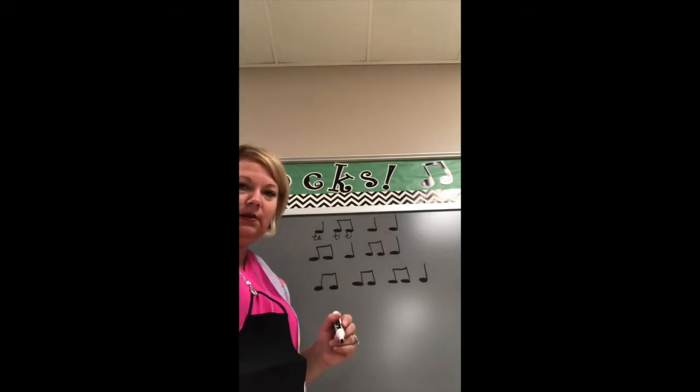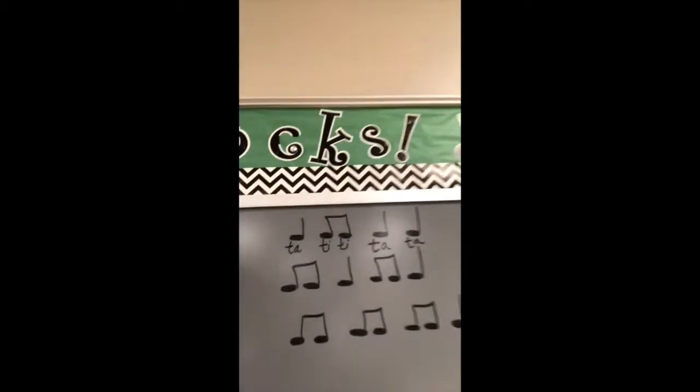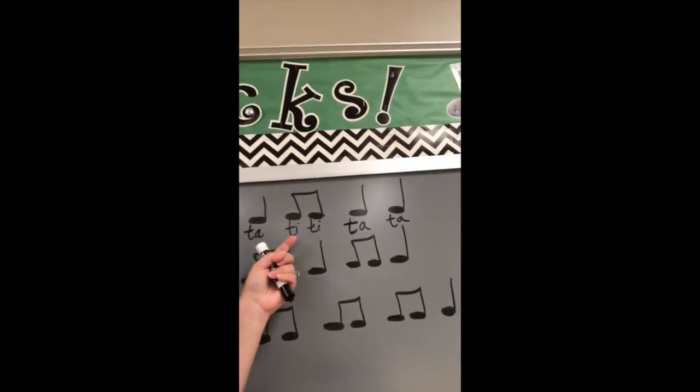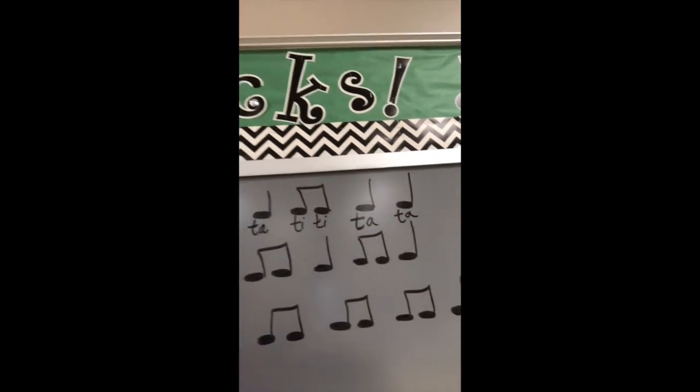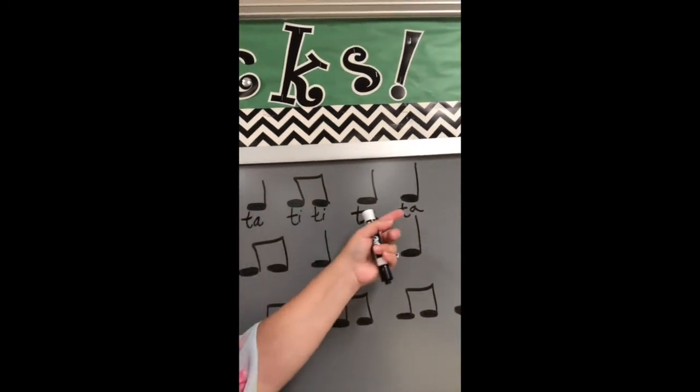Okay. Now let's take a look at this one. It's a quarter note, isn't it? And what about that one? It's another quarter note. So how would we count these two? Ta, ta. Very good. So this rhythm, let me get it up close so you guys can see it. This rhythm would go ta, teep, teep, ta, ta. Can you say that? Let's try it together. Ta, teep, teep, ta, ta.